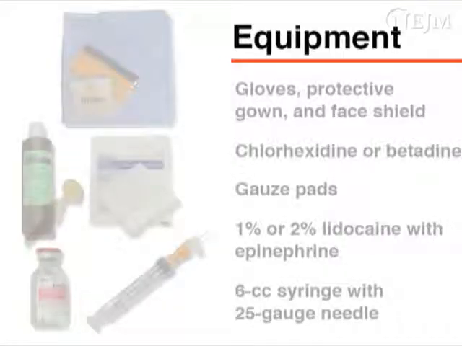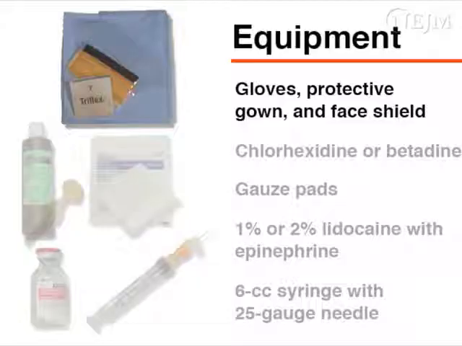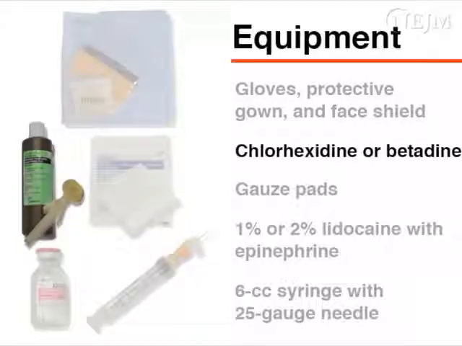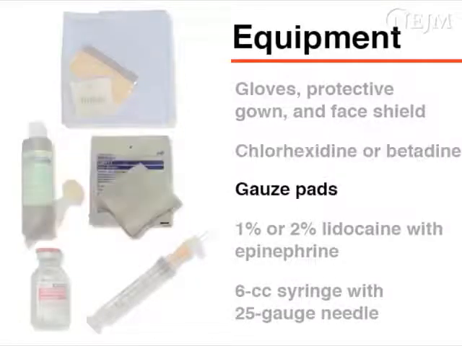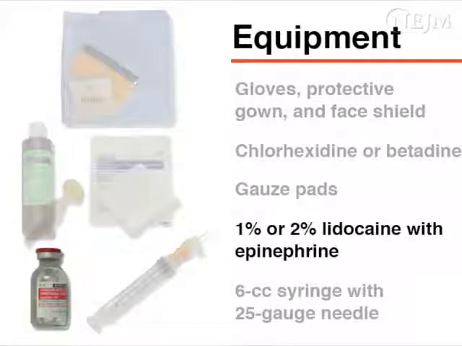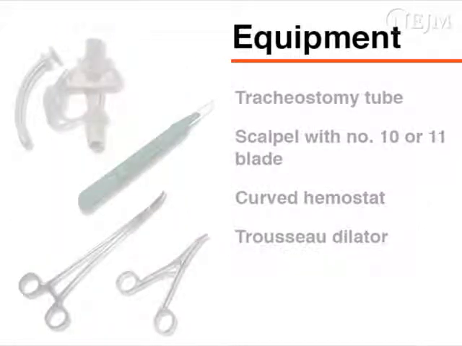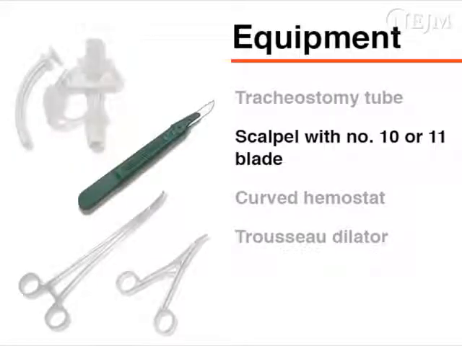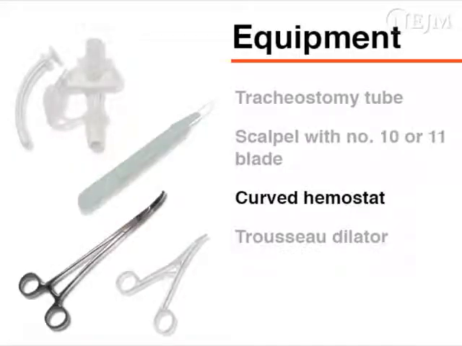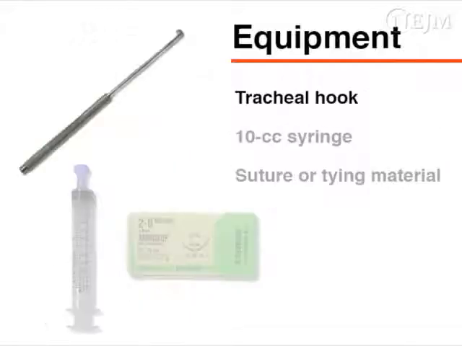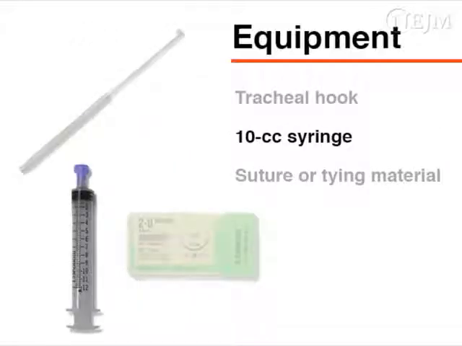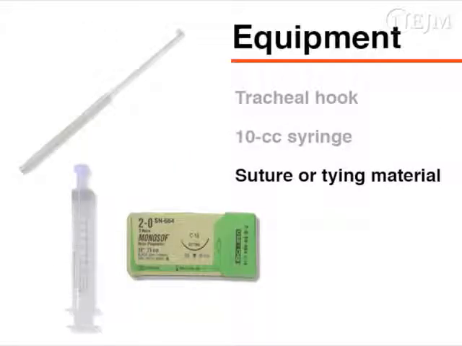For sterilization and local anesthesia, the following are needed: gloves, protective gown and face shield, chlorhexidine or betadine, gauze pads, 1 or 2% lidocaine with epinephrine, and a 6 cc syringe with a 25 gauge needle. To perform the procedure, the following are needed: a tracheostomy tube, a scalpel with a number 10 or 11 blade, a curved hemostat, a Trousseau dilator, a tracheal hook, a 10 cc syringe, and suture or tying material.